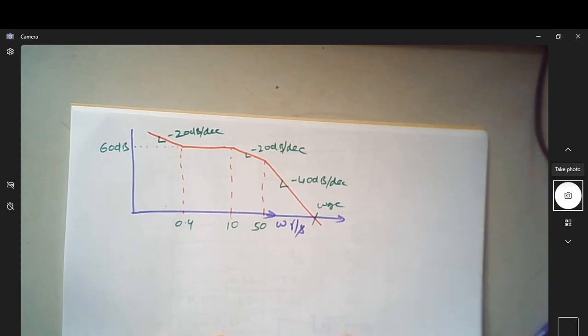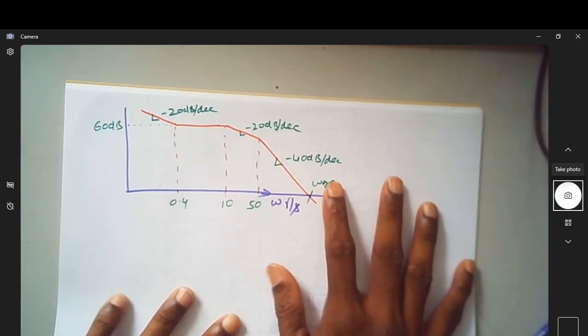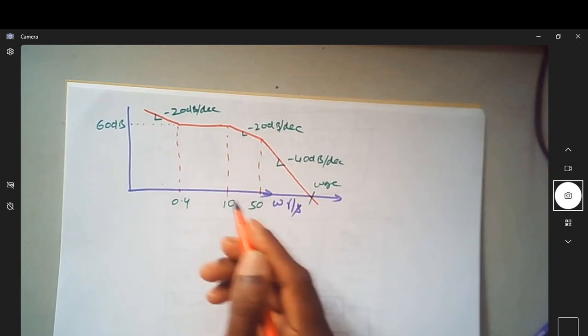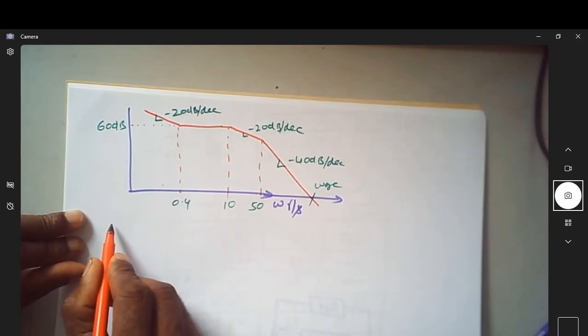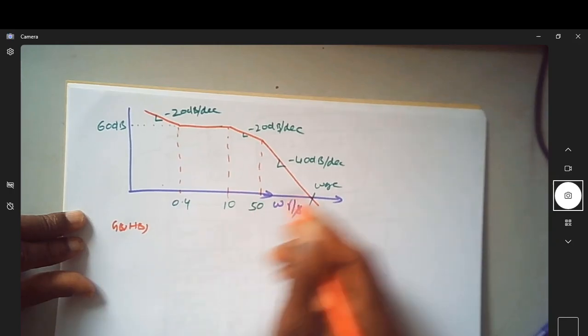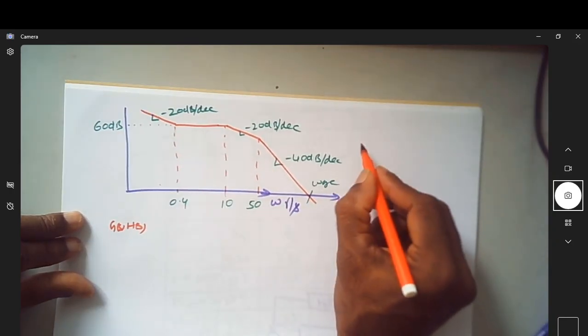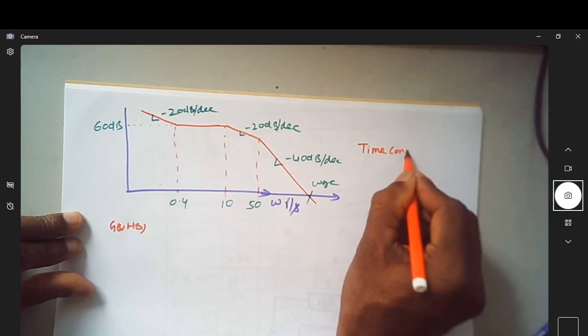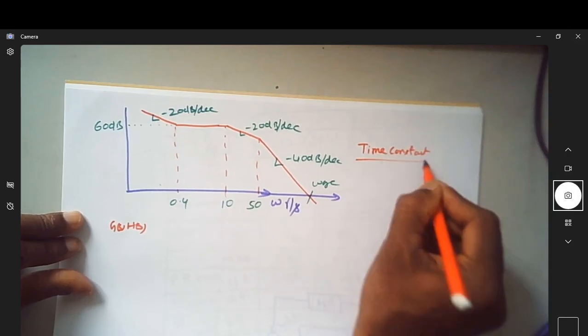Okay, now assume that this is the magnitude plot of a particular system. We are supposed to find the open loop transfer function of this system, which is G(s)H(s), in time constant form. I want to find it in time constant form.